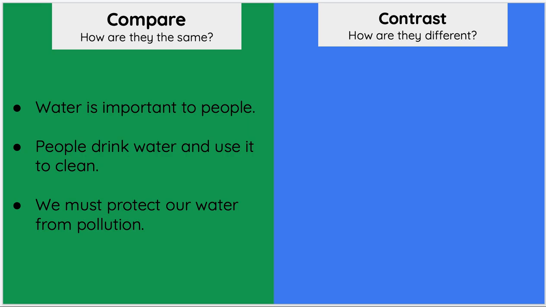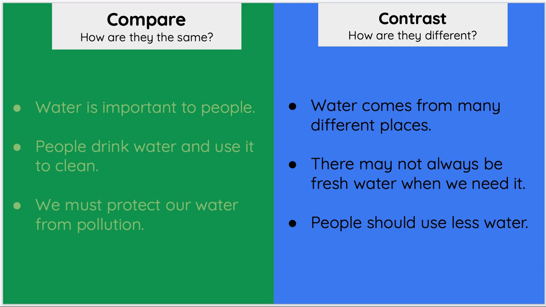Well, let's think about some ways that they're different. What are some things that they talked about that were different? Let's contrast. Well, one thing is that in one article it said that water comes from many different places. Another article said there may not always be fresh water when we need it. And another text said people should use less water.